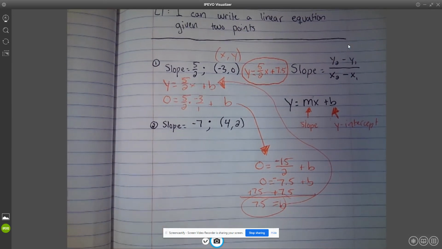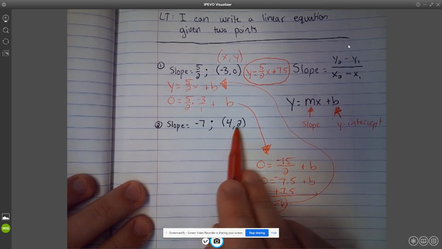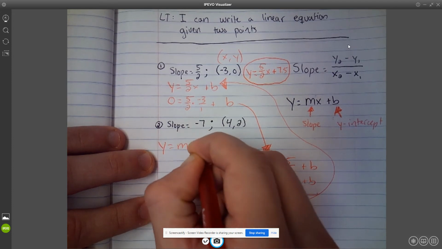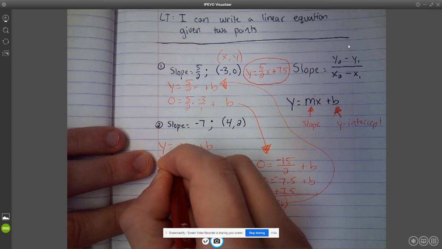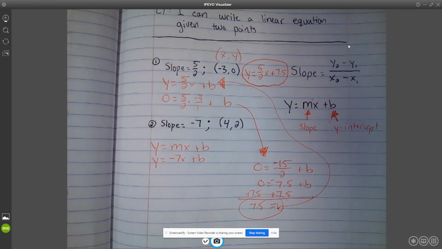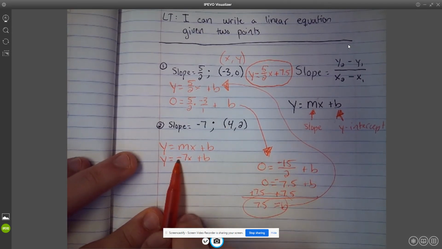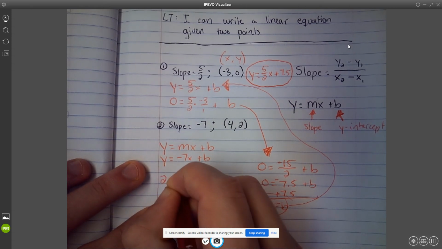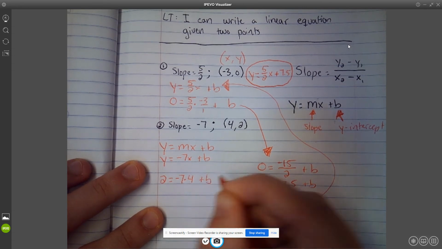Let's try another one. Slope is -7, and a point is 4, 2. So again, y equals mx plus b. M is -7. Y equals -7 times x plus b. I need to solve for b. I need to know what that y-intercept is. I know 4 and 2 satisfy this equation, so I'm going to plug those in. 2 equals -7 times 4 plus b.